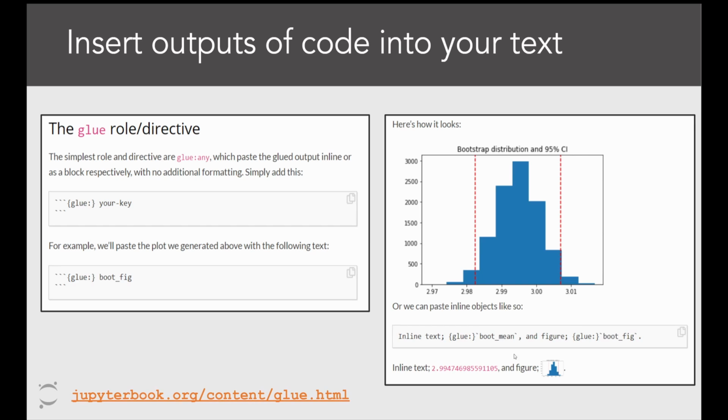You can also do this inline. So you can do things with a number that was the result of some computation, like a statistic, and you can even insert things like images inline if you wanted to create something like a spark line.